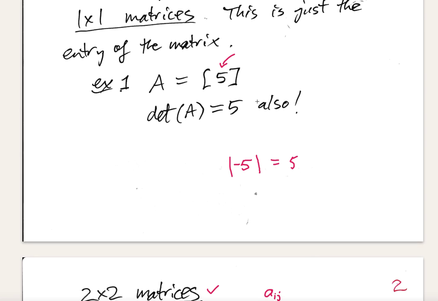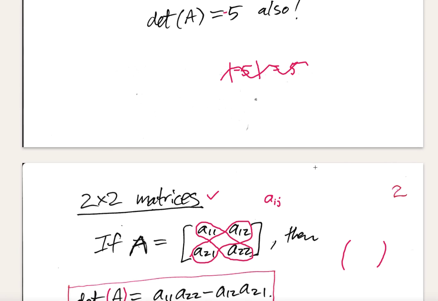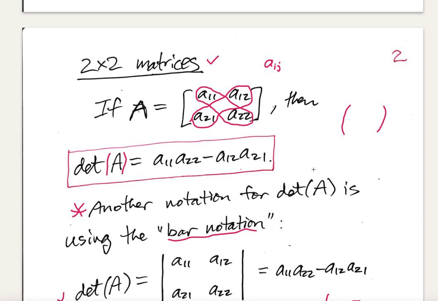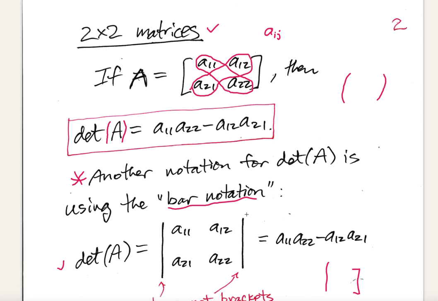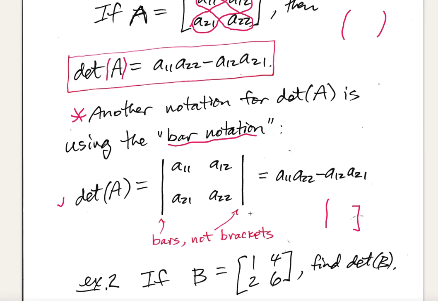Okay? But if this was a minus 5 here, the determinant would be minus 5 also. Do you see what I mean? So this vertical bar notation is really lousy when you're dealing with 1 by 1 matrices, which we actually seldom do because they're essentially just real numbers. But just for the sake of completeness, I'm showing you that that is definitely something we would not want to do with 1 by 1 matrices. But it is quite convenient when you're dealing with square matrices of higher dimensions here.